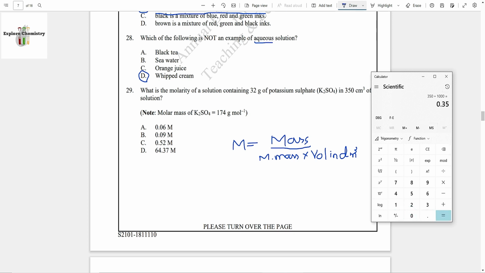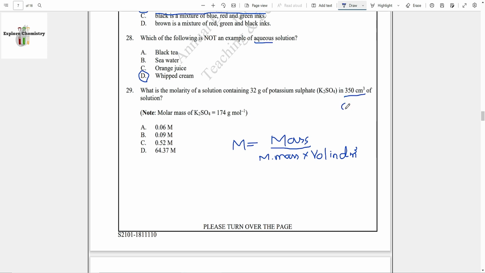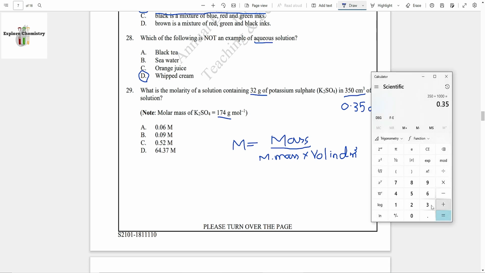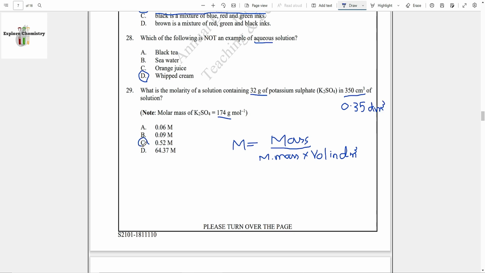So it is 0.35 decimeter cube. So centimeter cube has been converted into decimeter cube. Value is 0.35. Now put the value in the formula, you can get the answer. Mass is given, molar mass is given, volume you have calculated. 32 divided by 174 divided by 0.35. Answer is 0.52 M, option C.